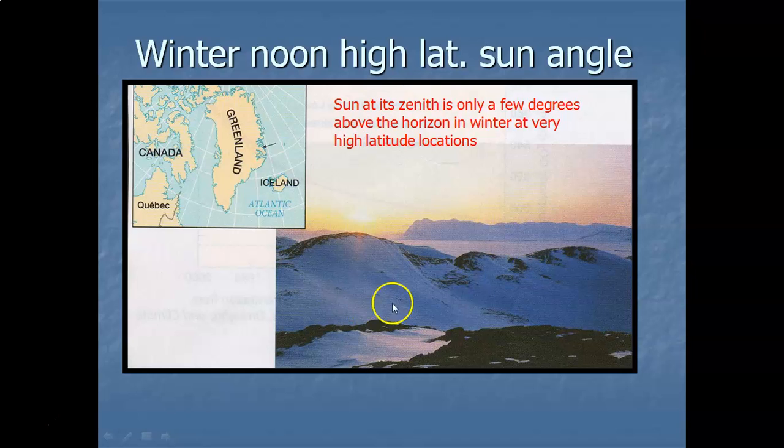All right. Here's a nice picture of a very, very high latitude location in wintertime. And the example of the sun at its zenith, at its highest point in the sky at noon. And the sun is only making a very, very low sun angle above the horizon. And you're not going to get much heating from that. And so the sun at its zenith at noon is only a few degrees above the horizon in winter at very, very high latitude locations.